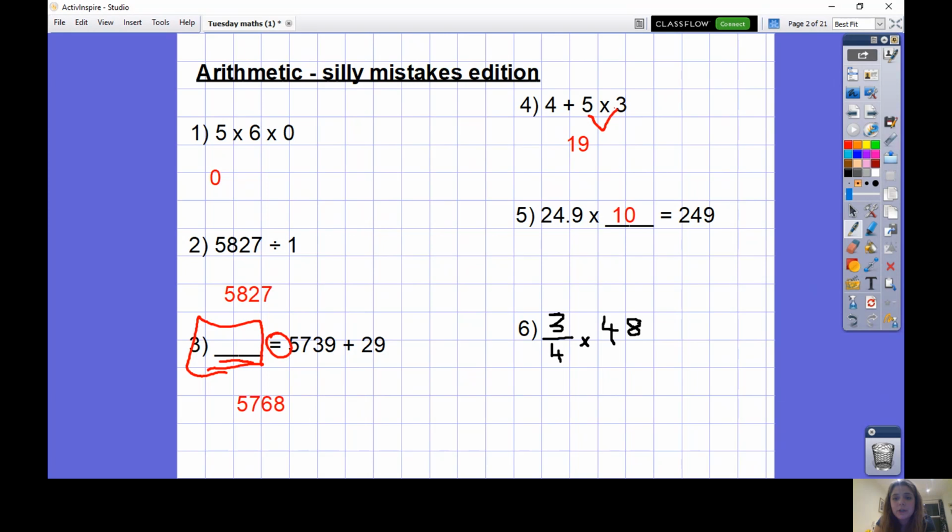This one here was BIDMAS. Make sure you do 5 times 3 to get 15 and then add the 4, missing 10. And then I just want to talk about question 6.